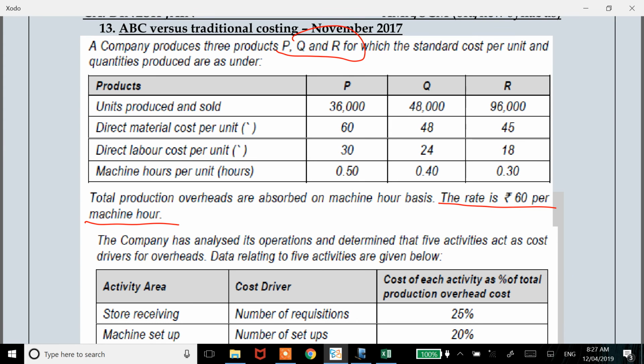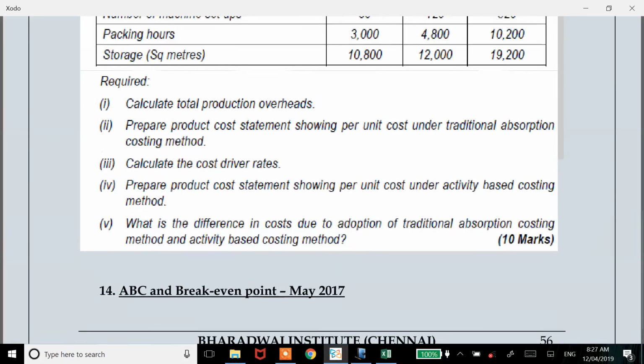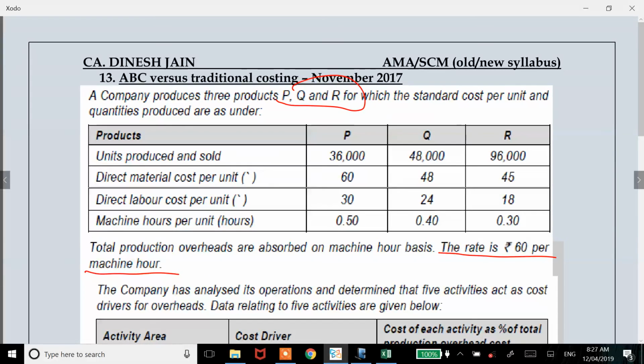Working note 1, we say computation of OAR. I'll use the same format, but my working note 1 will be computation of total overheads. Point number 1, budgeted overhead, suitable base, will write everything, but we'll go in the reverse order and get to know the overheads number. Once you get to the OAR, they're asking cost under traditional costing method. In traditional costing method, material cost is this, labor cost is this, overheads is this, whatever the 60 per hour into these numbers, and that will give you the cost per unit. If you want the total cost, multiply with the number of units.